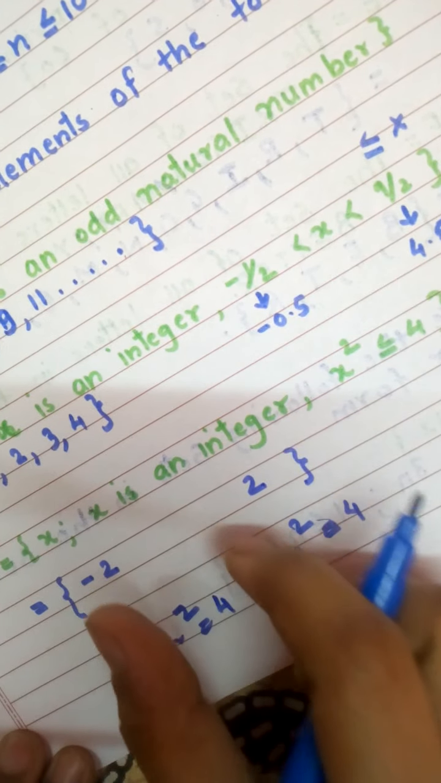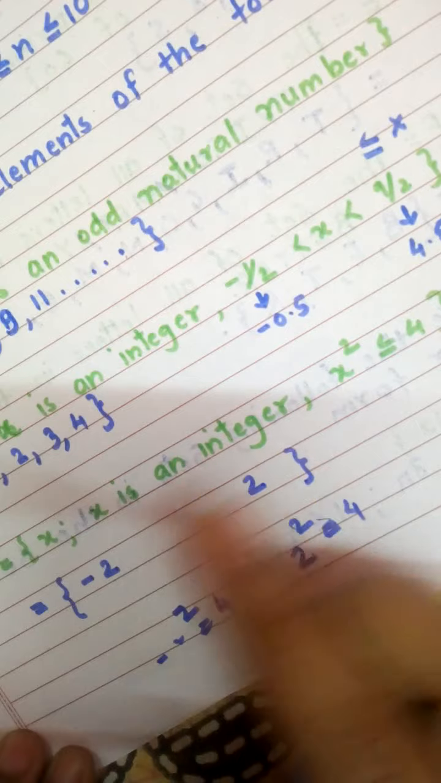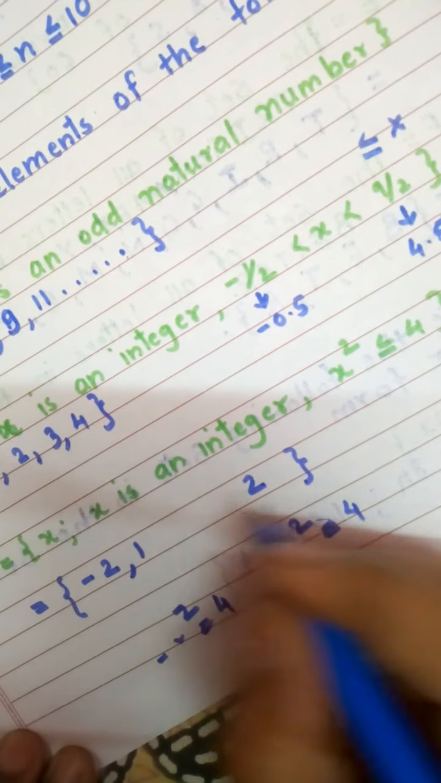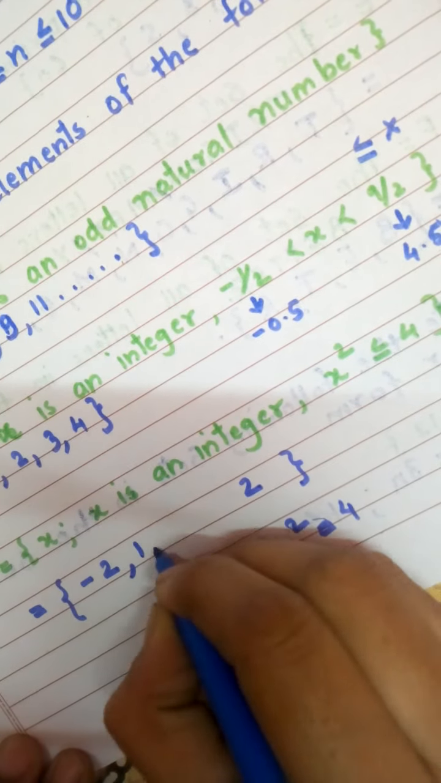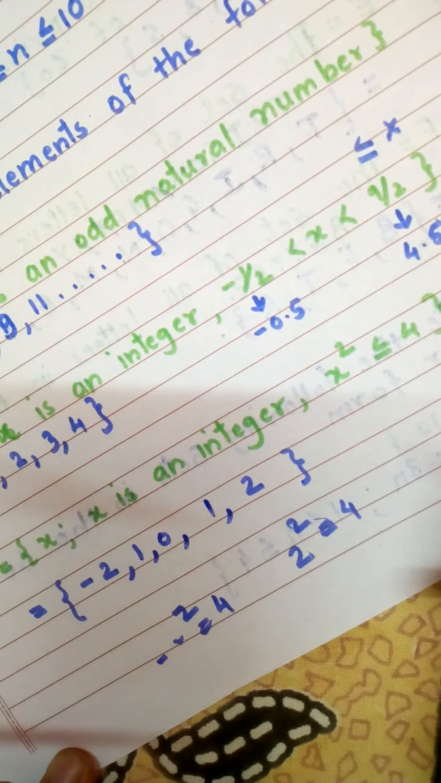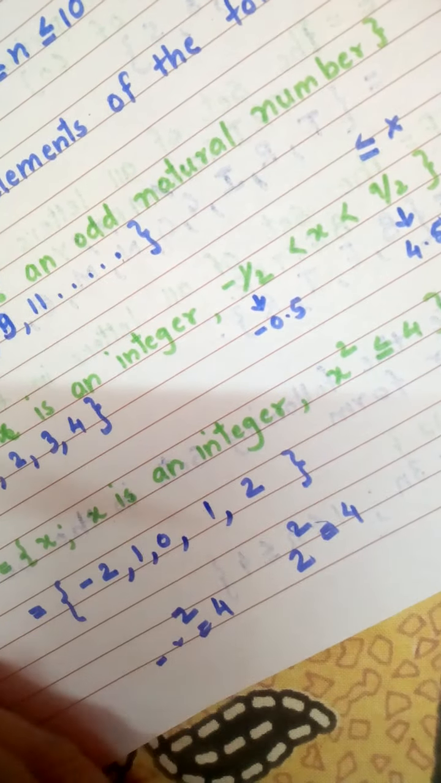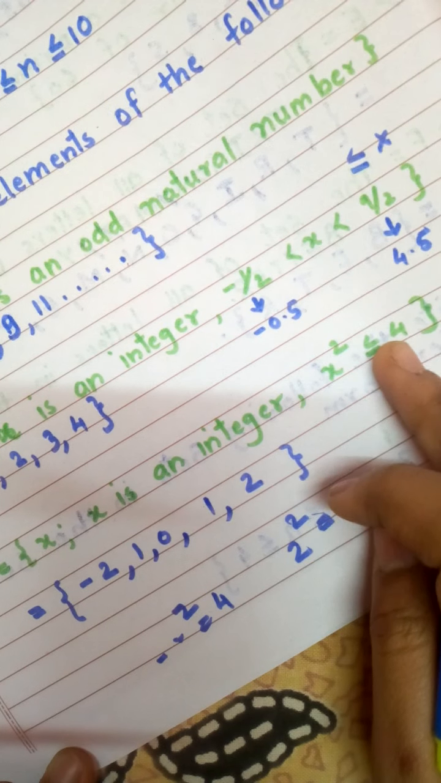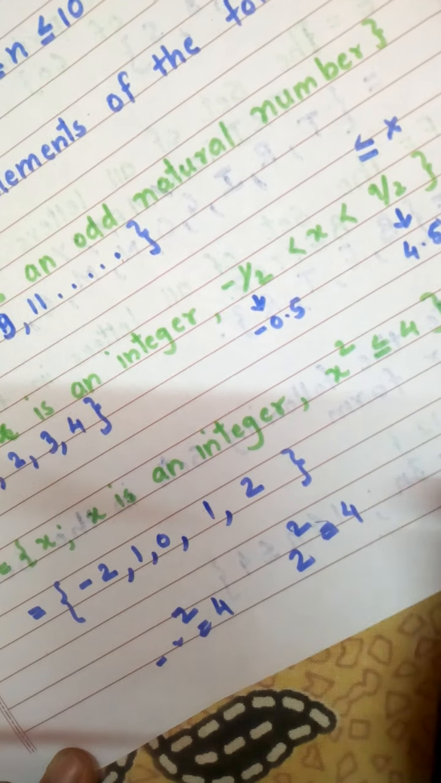because it will be less than. Now 1 square is 1, which is less than 4. Again 0 square is 0 and 1. Okay, we cannot go beyond this and beyond this because it is less than or equal to 4.